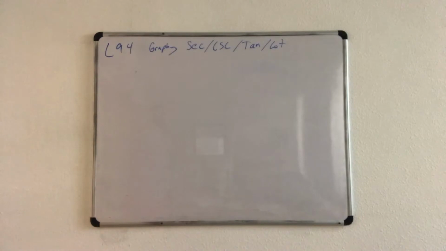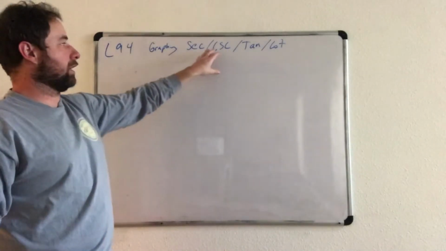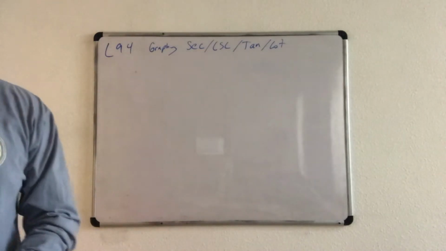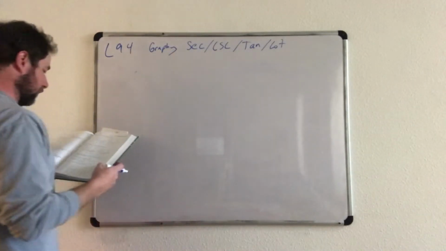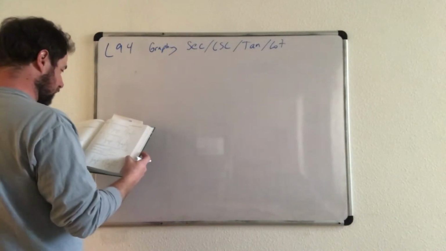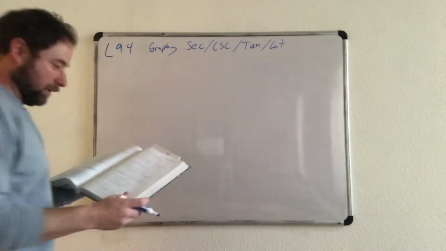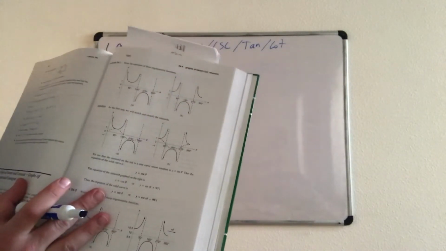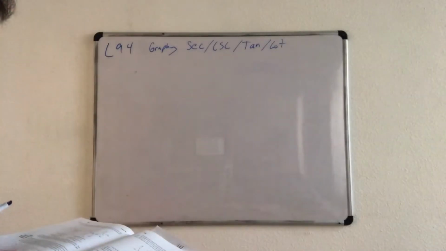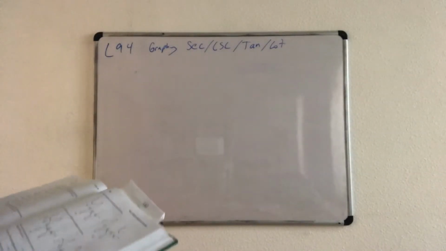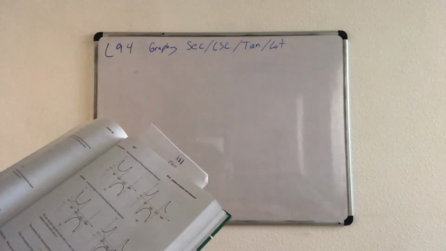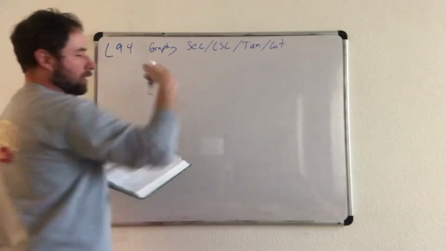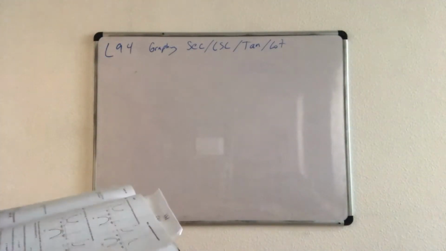Lesson 94, we're going to graph secant, cosecant, tangent, and cotangent. These are going to be sinusoids. The first one here says write the equation of these trig functions. They're going to give you these graphs, and you're going to have to write the equations for them. Now, in the first one, example 94.1 in the book, because secant and cosecant are the inverse of sine and cosine, you've got to do the same thing with a sinusoid.